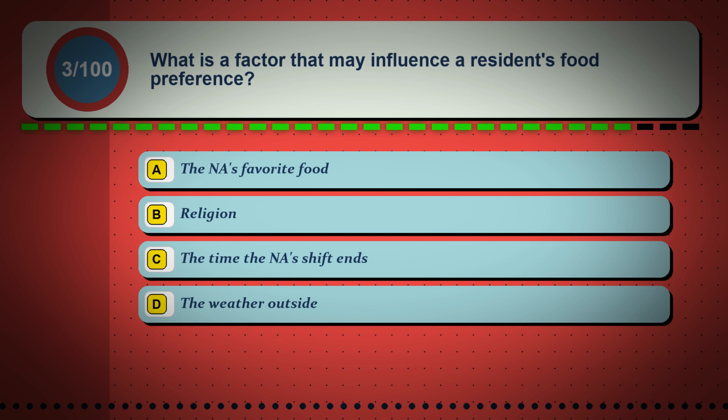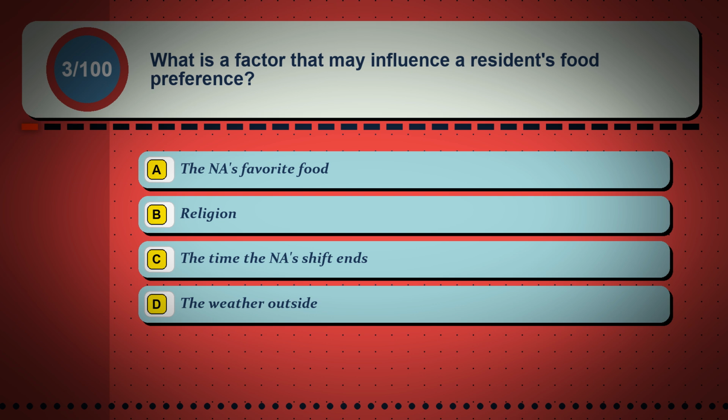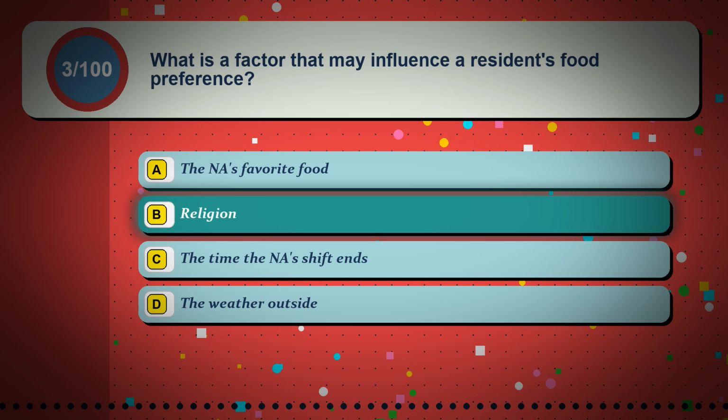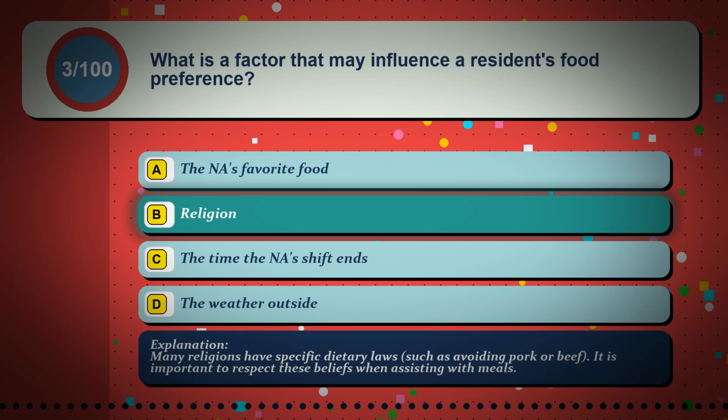Question 3. What is a factor that may influence a resident's food preference? Option A, the NA's favorite food. Option B, religion. Option C, the time the NA's shift ends. Option D, the weather outside. The correct answer is option B, religion. Many religions have specific dietary laws, such as avoiding pork or beef. It is important to respect these beliefs when assisting with meals.